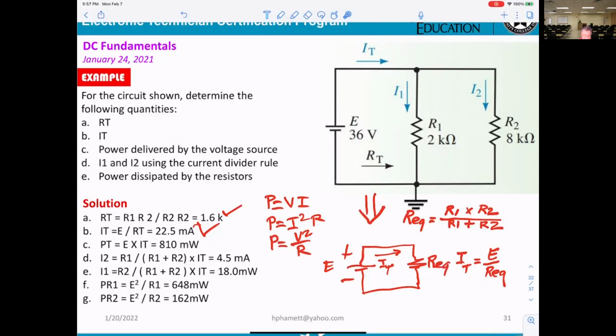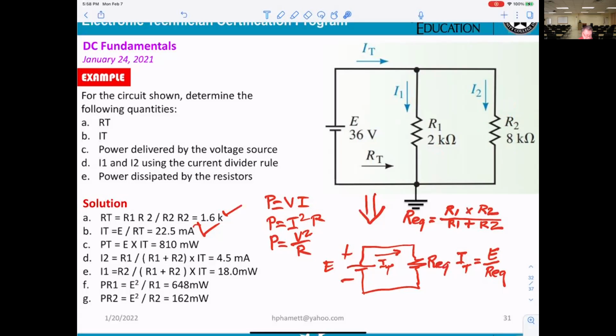And then they want to calculate I1 and I2 using the current divider. I don't care. You know the 36 volts over R1, which is 2 kilo ohm, so it's easy to calculate I1. We don't have to use the current divider. I1 will be 36 divided by 2, and I2 will be 36 divided by 8 kilo ohm. That's easier than using the current divider.